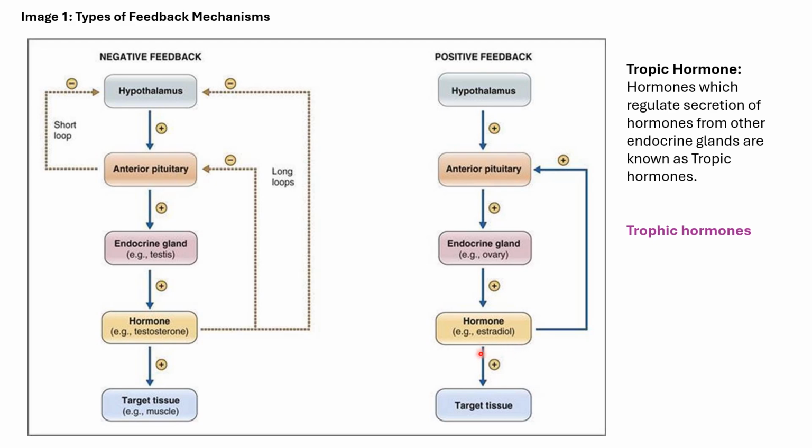And now this estradiol is secreted in the blood. It goes to the target tissues and it also travels through the blood back to the anterior pituitary. But this positive sign is telling you that this is enhancing this pathway. So it is causing the anterior pituitary to secrete more of its stimulating hormone. So this is known as positive feedback.